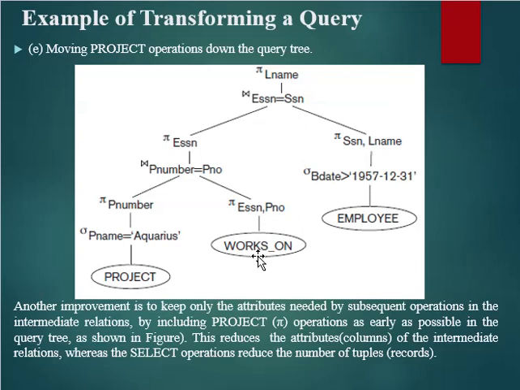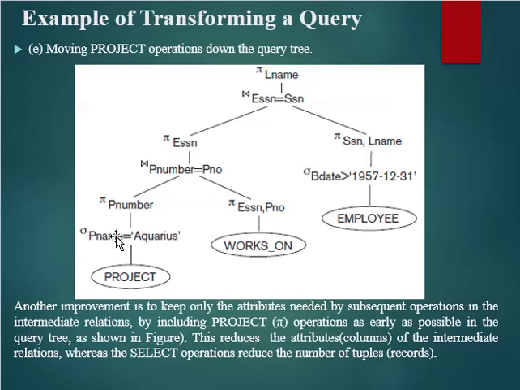Next, we can take the works-on table. The works-on table may also contain more than 2 attributes, but here we only require ESSN and project number. We can see that ESSN and project number are used in the higher levels of this query tree. For the joining operation we require the project number, and for the join condition we require the ESSN.